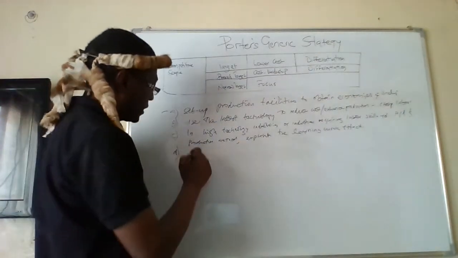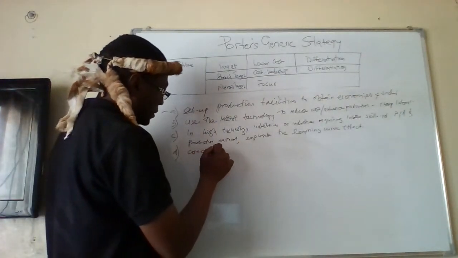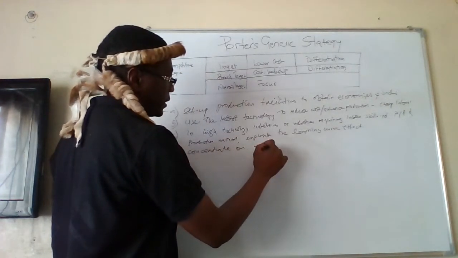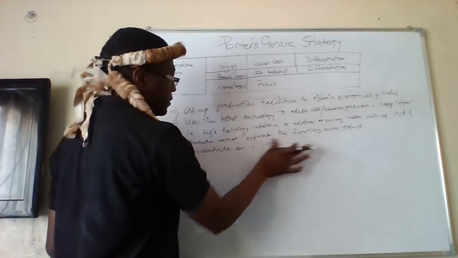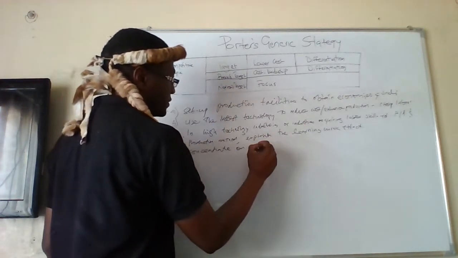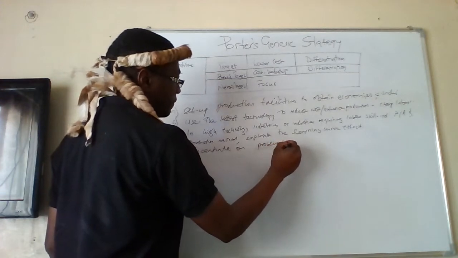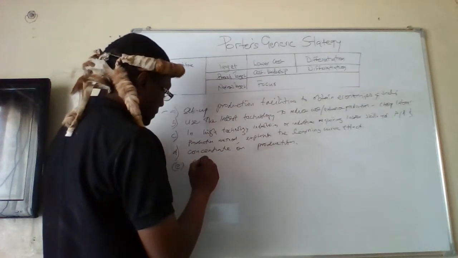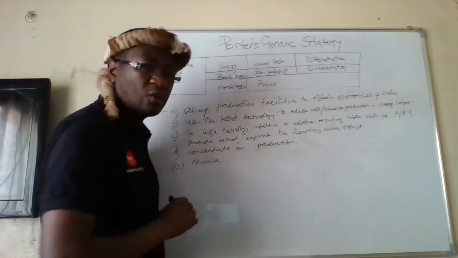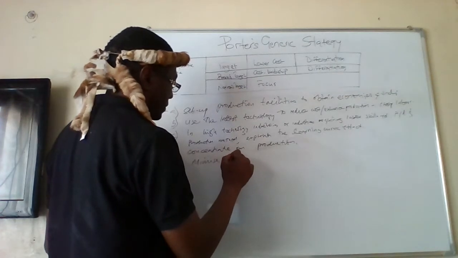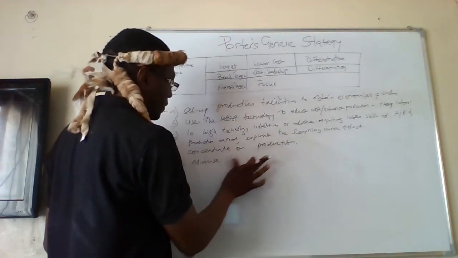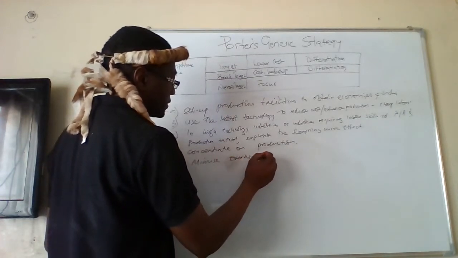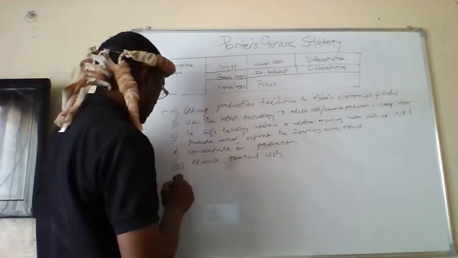Then D, we can just say concentrate on improving production. And in E, we can say minimize overhead costs. Now, these are indirect costs, so minimize overhead costs.